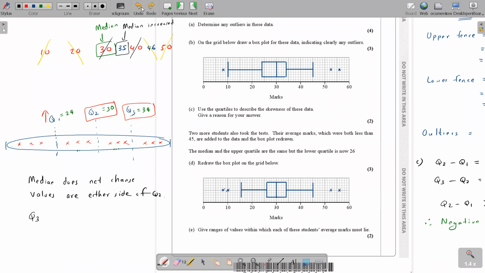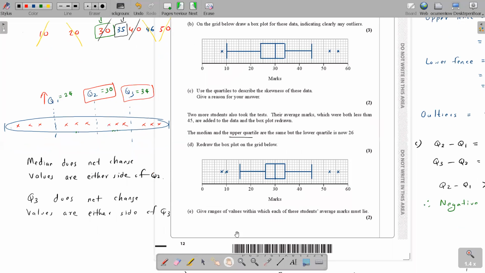Q3 also doesn't change, right? The upper quartile doesn't change. So Q3 does not change, which means the 2 values will fall on either side of Q3. Can you all understand, children? The 2 values you put will be on either side of Q3. One will be bigger than Q3. One should be lesser than Q3.